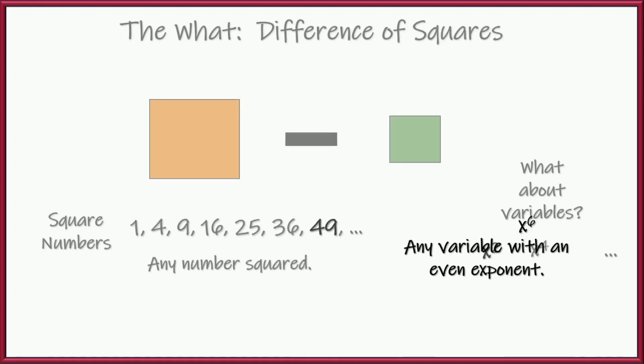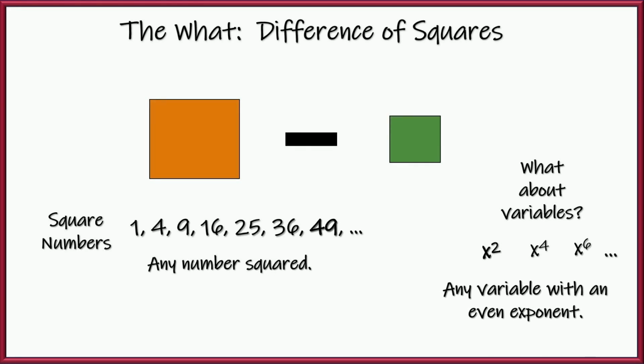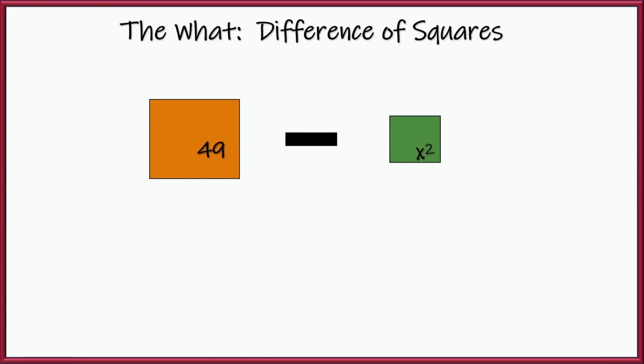So, a difference of squares is any of these things being subtracted. It could be 49 minus x squared, or the other way around, x squared minus 49, or 4x to the power of 12 minus 1. You name it. Any combination.